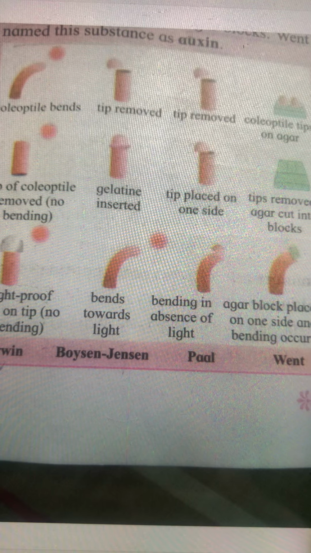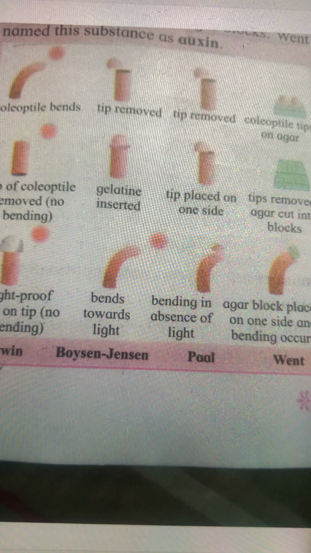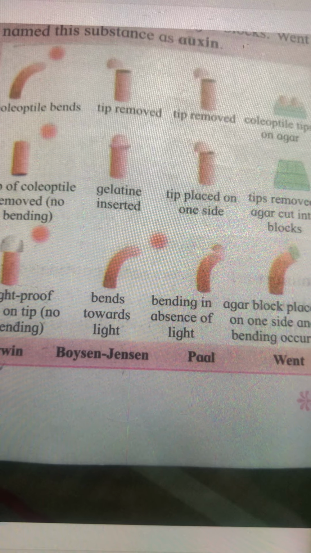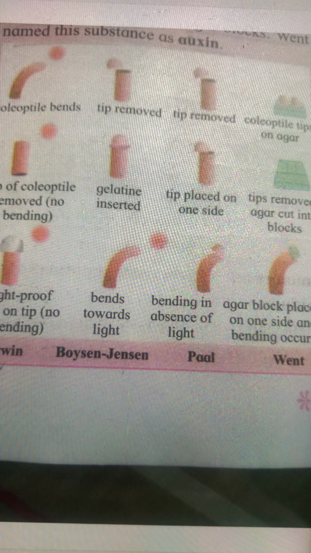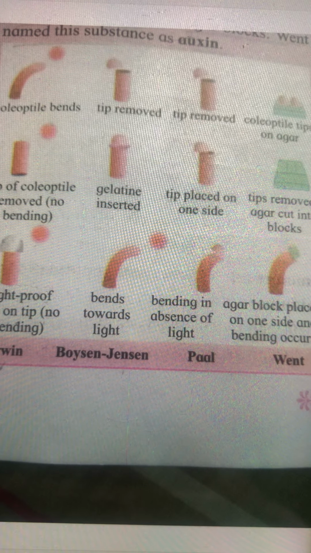Next, growth hormone cytokinin. It is another growth hormone that promotes cell division. Letham coined the term cytokinin. The first cytokinin was discovered by Skoog and Miller in 1954 during investigation of nutritional requirements of callus tissue culture of Nicotiana tabacum.